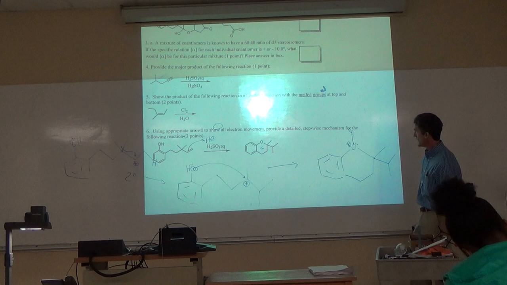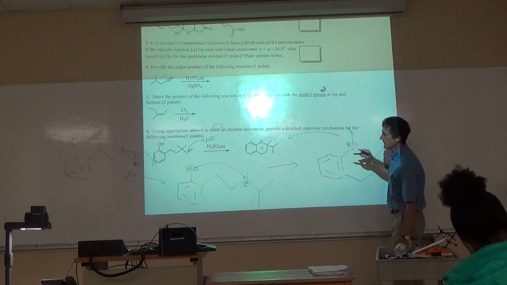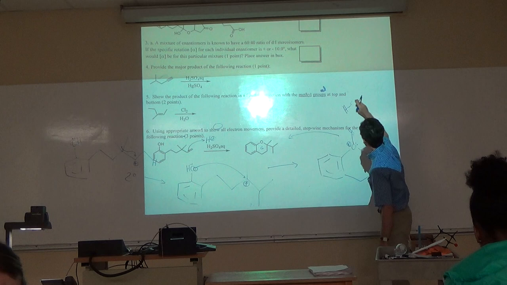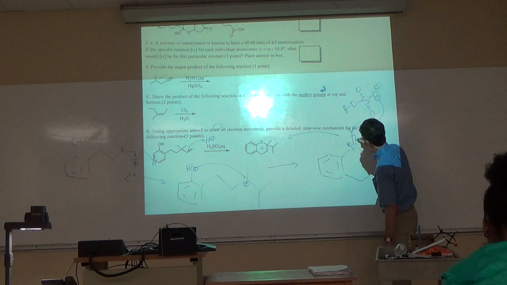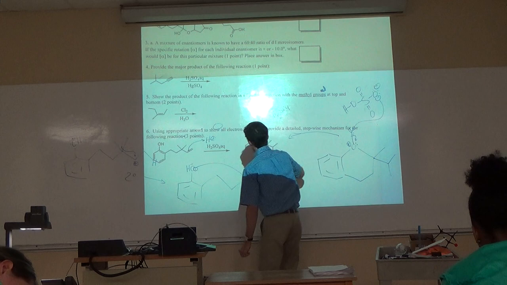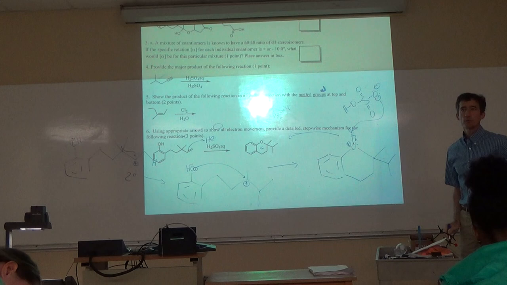And how do we get home? Something needs to take that. We have an acid over there. We can use bisulfate anion. These electrons take H. These electrons stay behind. And we get product and we reform sulfuric acid. You could also use water to take the H because it's an aqueous acid, and you can just form H3O plus.